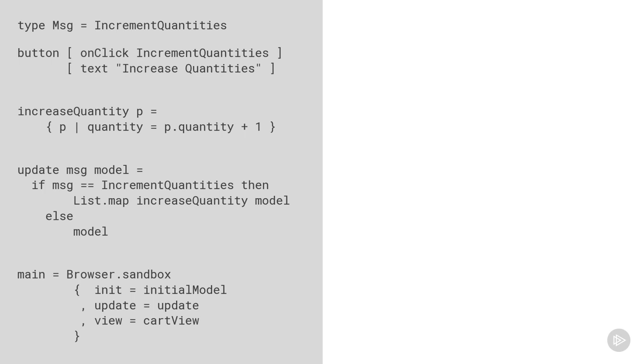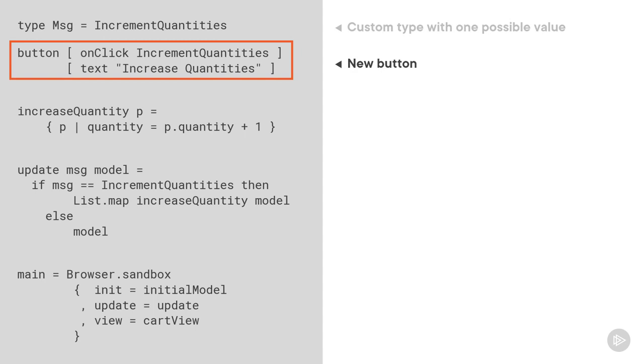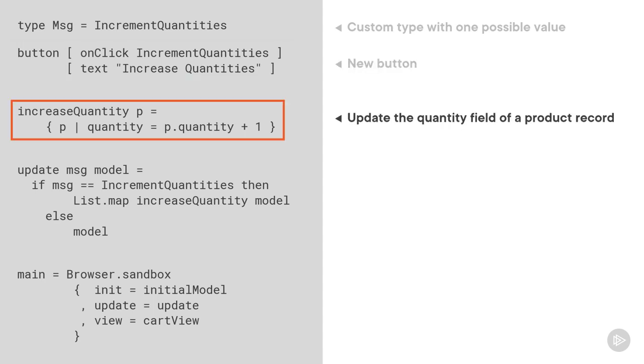Here is some Elm code with the critical pieces for handling mouse clicks on a new button, which increments product quantities in the shopping cart. First, we need to define a custom type named message with only one possible value. The new custom type is used when adding a button to the view. The onClick event sends a new message with the increment quantities value. The increase quantity function helps update the quantity field of a product record. Notice the syntax for updating records. Here is the original record, then the pipe symbol, and the field which is going to be updated by setting it to the original quantity plus 1.